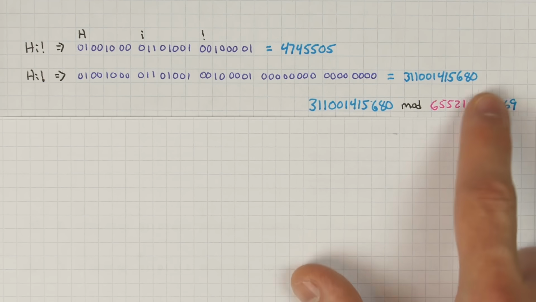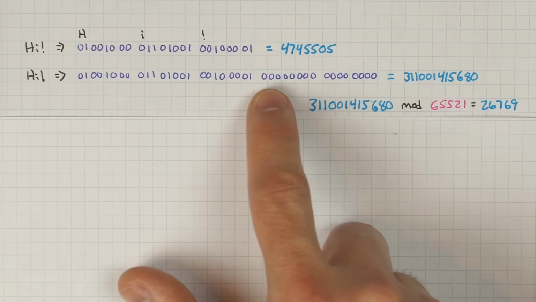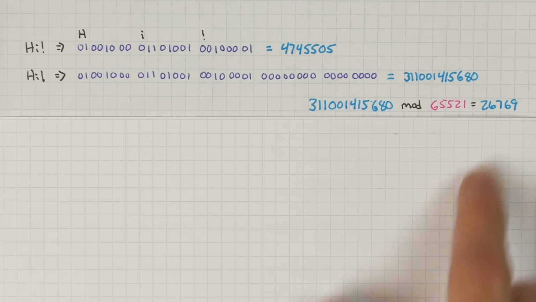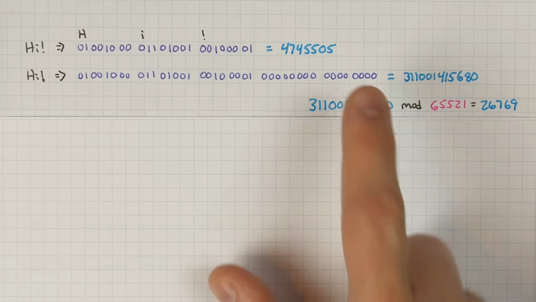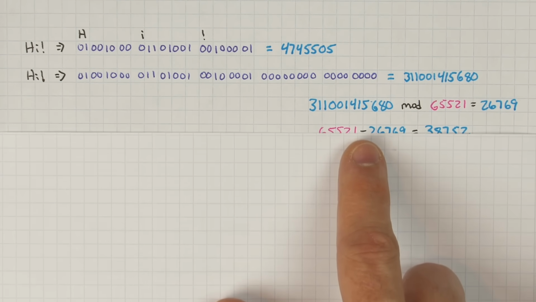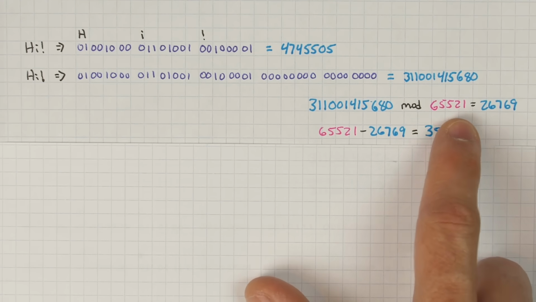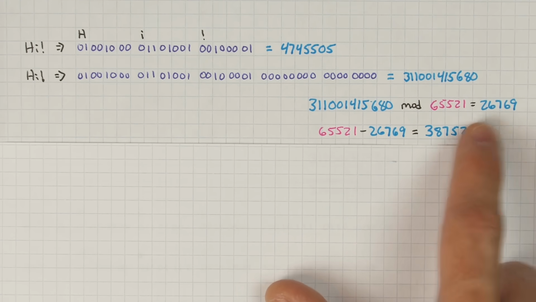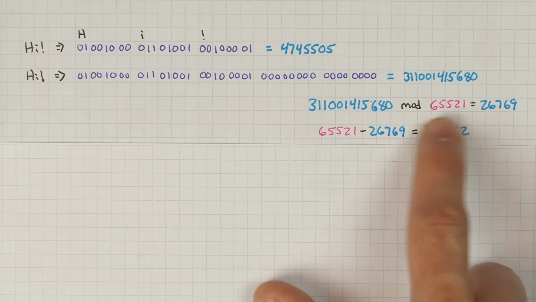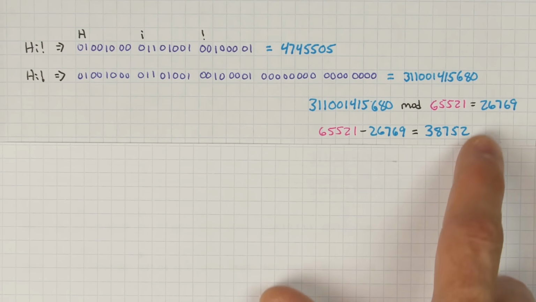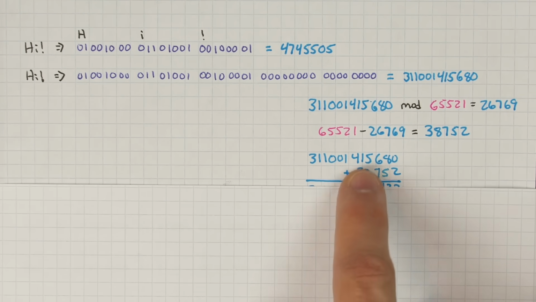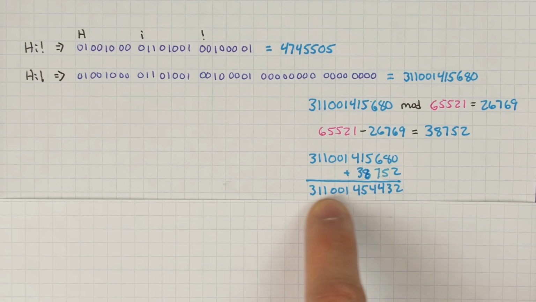And so it's this remainder that we're going to use to form the check sequence that we're going to add onto our message. But we don't want to just stick that 26769 in there. What we want to do is something a little bit more clever, which is take the number we divided by, 65521, and subtract that, and we end up with this difference here. And if we use that difference and add that to our original message, we get this new number.